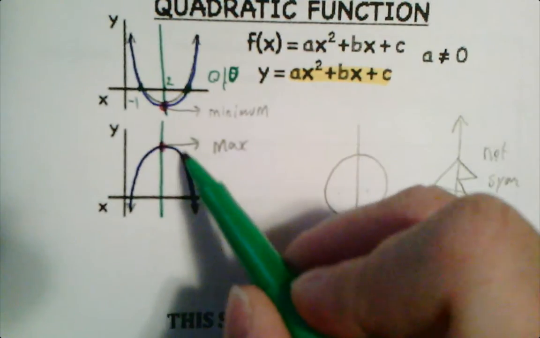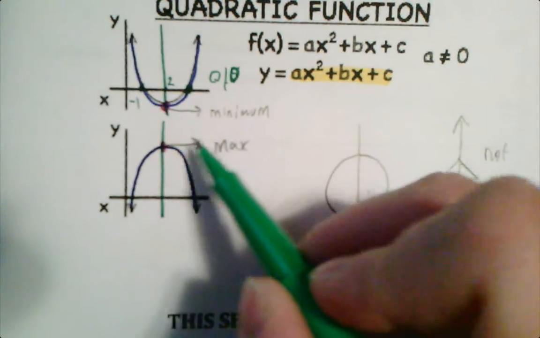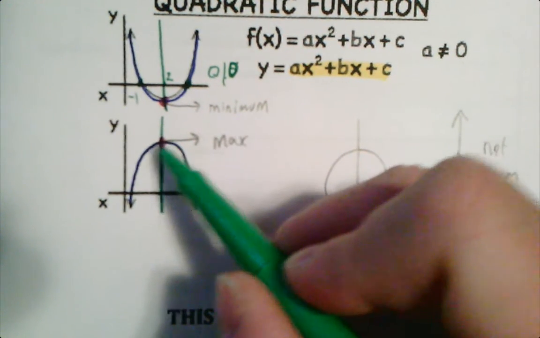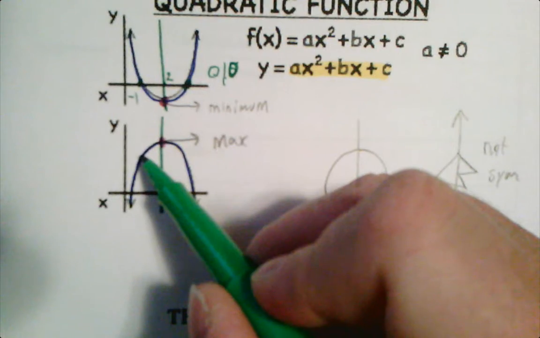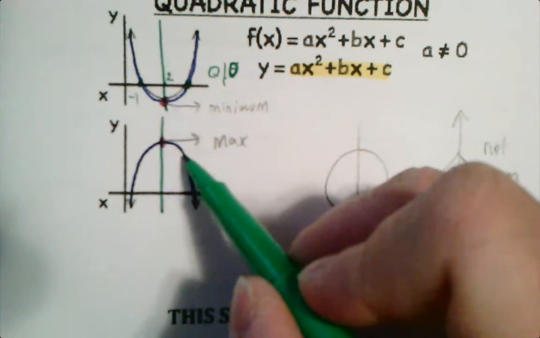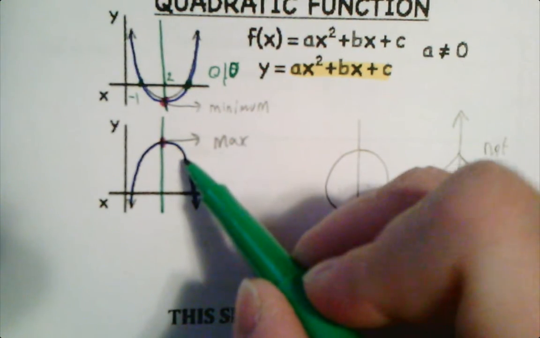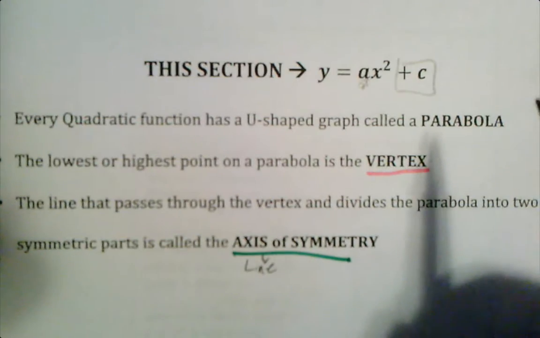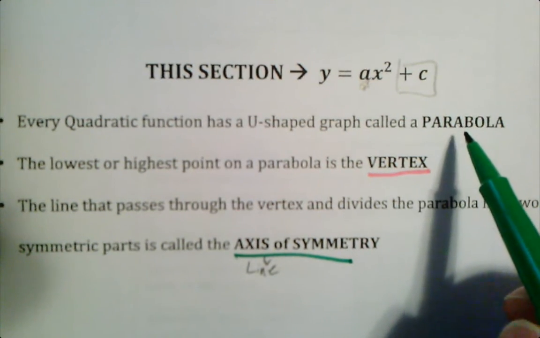If it's a maximum, you know it's going to be pointing down. And so say you graph a coordinate on one side of the line of symmetry, then you know automatically there's another point on the other side of the line of symmetry that's perfectly symmetric. So again, just to recap the intro here, a parabola is your U shape.